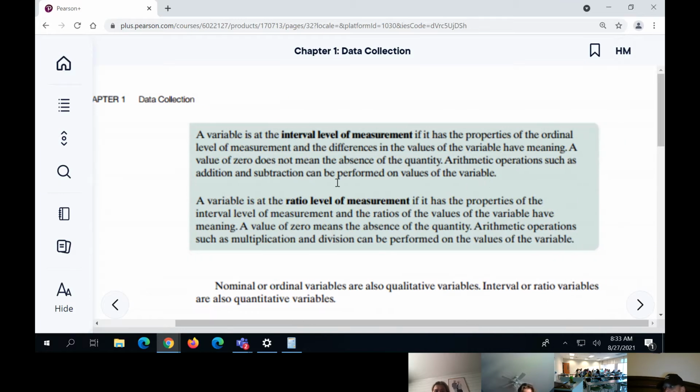Interval. And there should be absent. There it is. A value of 0 does not mean the absence of the quantity. And arithmetic operations such as addition and subtraction can be performed on values of the variable. And ratio, poor ratio. This one, a value of 0 means absence.